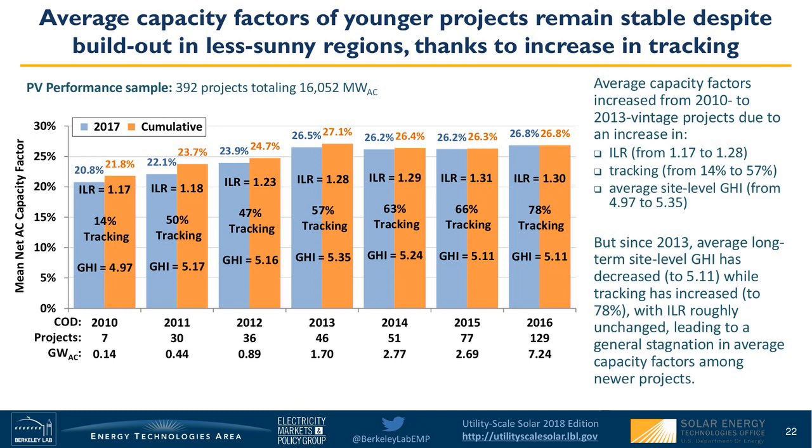And again, the lower average global horizontal irradiance since 2013 reflects the geographic expansion of the market outside of California and the Southwest that Yo talked about, while the increase in the prevalence of tracking reflects the growing competitiveness of tracking systems, even in those lower insolation regions.